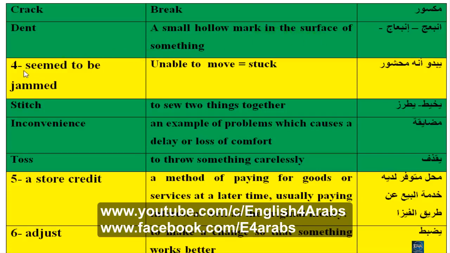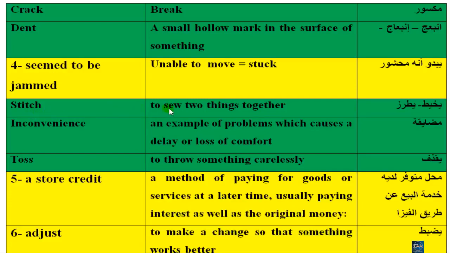These are the words of exercise number 4. Jammed, unable to move, stuck. Stitch, to sew two things together.